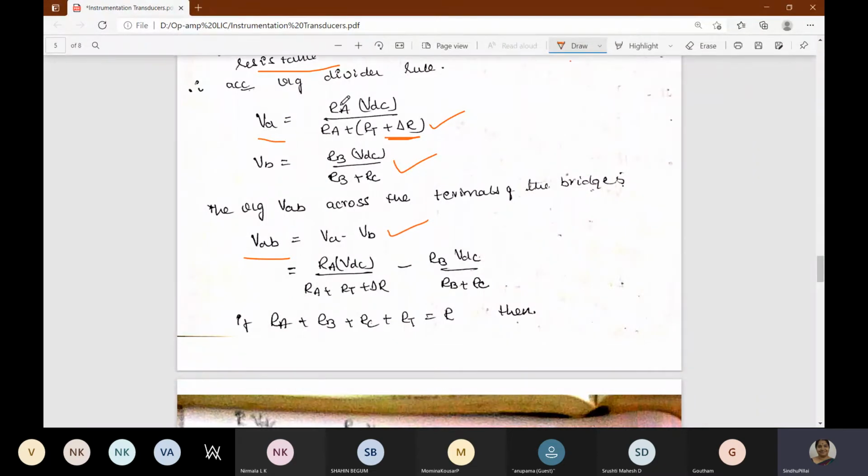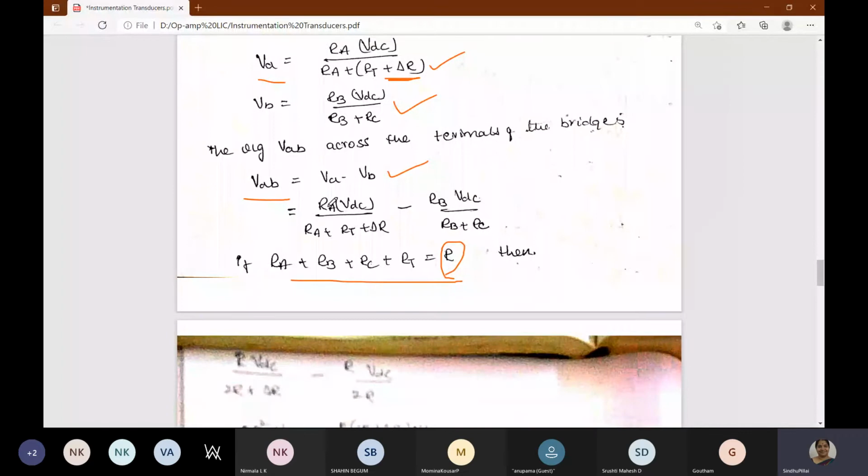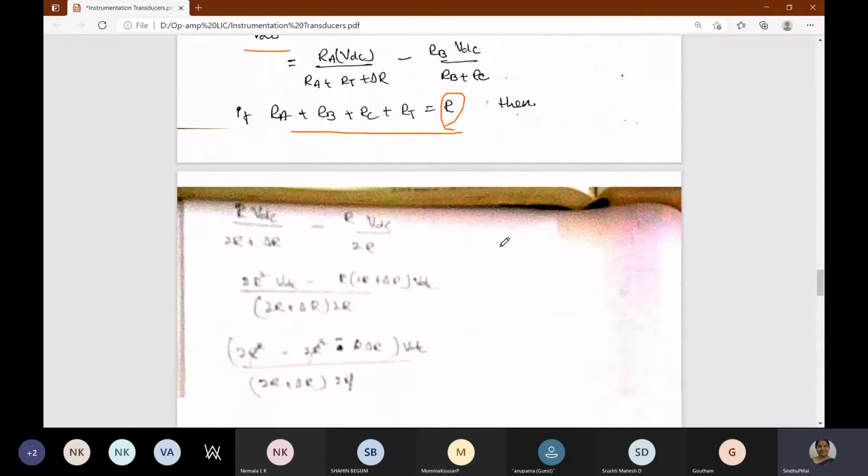Whatever the values we have, substitute here and assume that all the resistances RA, RB, RC, RT are kept at R, only one value, say 1 kilo ohm, to make the simplification easy. So when I keep it as R, what will happen? This will be R, this will be R plus R, it will be 2R. So it is 2R plus delta R. So R divided by 2R plus delta R minus R divided by 2R, into VDC.